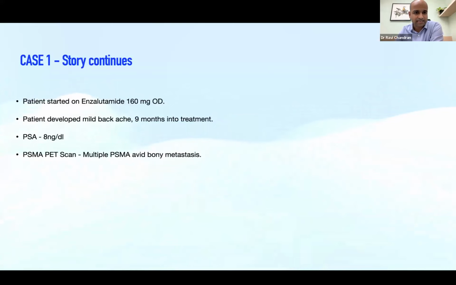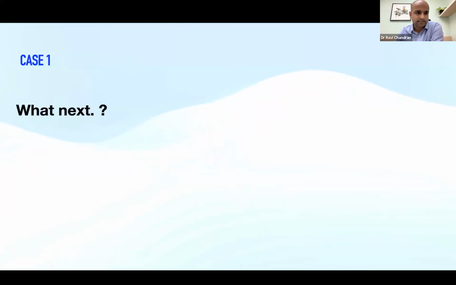Well, as you mentioned that you would have wanted to start the patient on enzalutamide, there it goes. Patient was started on enzalutamide, 160 milligram. However, 9 months into treatment, he started having mild backache, and his PSA went up to 8. And this time, we got a PSMA PET scan, which is showing multiple PSMA avid bony metastases.